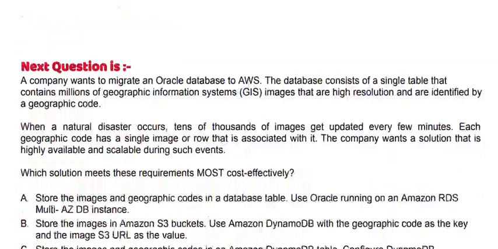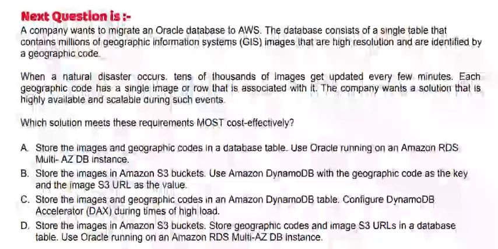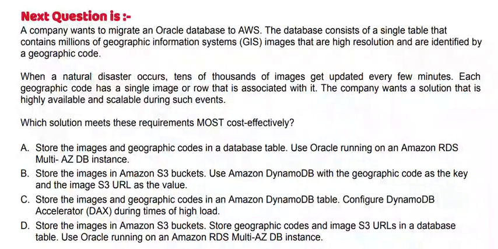Next question is, a company wants to migrate an Oracle database to AWS. The database consists of a single table that contains millions of geographic information systems images that are high resolution and are identified by a geographic code. When a natural disaster occurs, tens of thousands of images get updated every few minutes. Each geographic code has a single image or row that is associated with it. The company wants a solution that is highly available and scalable during such events.